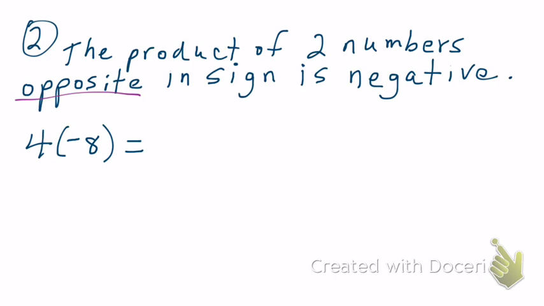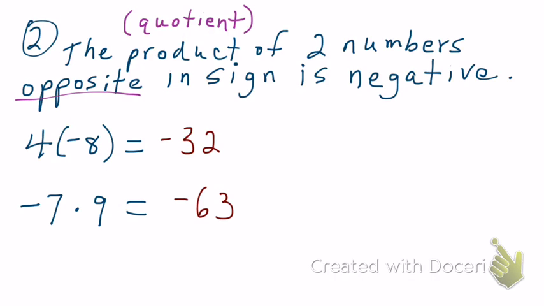Hold on, let me change colors here. So we get negative 32. And negative 7 times 9, of course, we get 63 when we multiply those two numbers. And because it's a negative times a positive, it'll be negative 63.